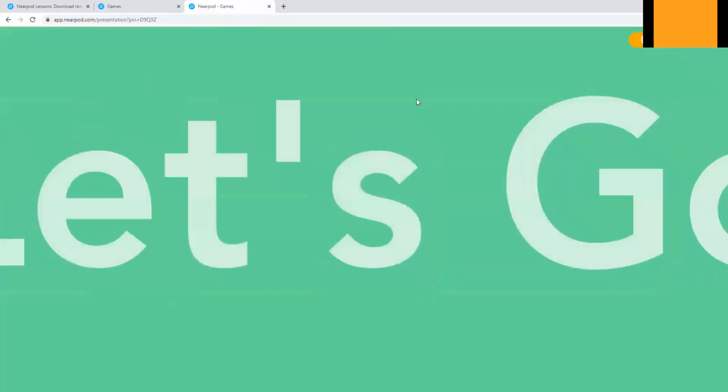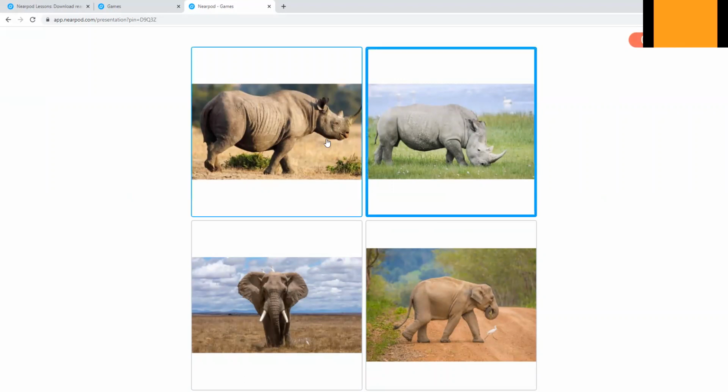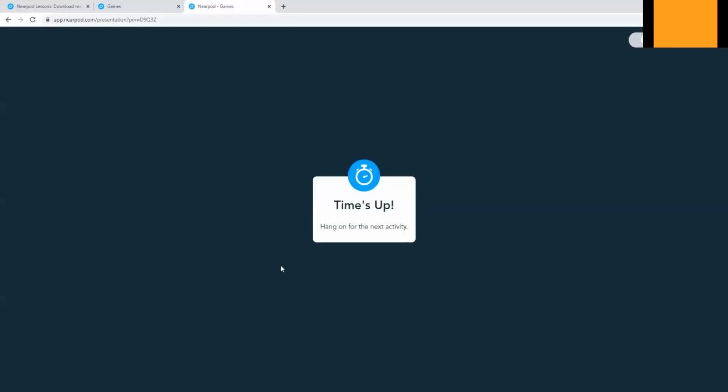And this is how the students see the games. In these games, we have to match pairs. See, this is the right choice to choose. That's the time's up. If we exceed the 15 seconds given by the teacher, this is what will show on the screen.